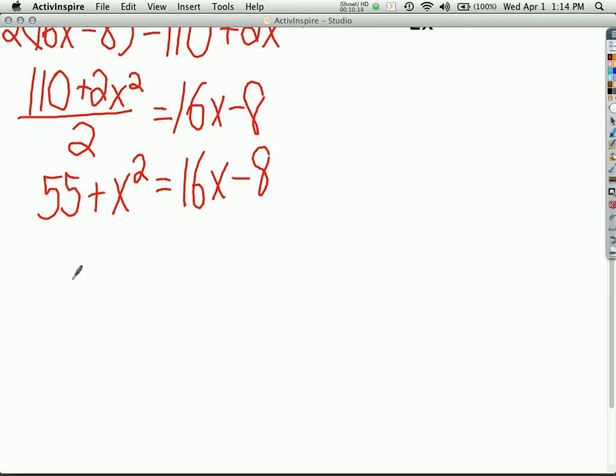Doesn't really matter how you do it, but we need x squared. It's already here on the left. We need the 16x to come over, so that's going to be negative 16x. And we need the negative 8 to come over, and it's going to turn positive, and we get x squared minus 16x plus 63 equals 0. So what are your options at this point with a quadratic equation? Brandon? You can factor it.